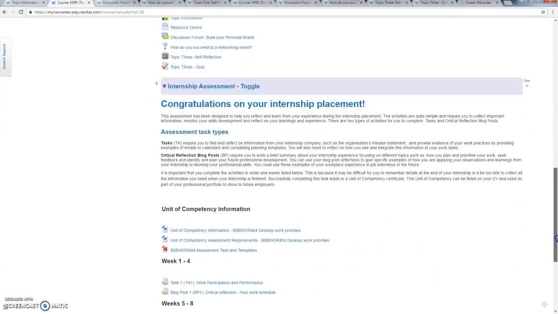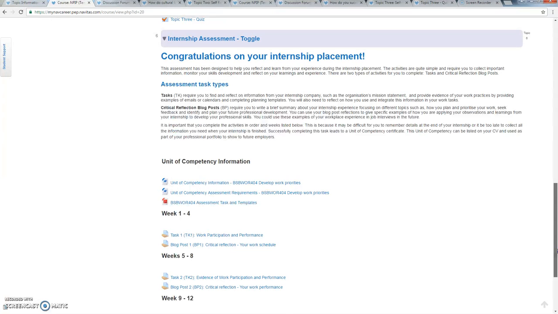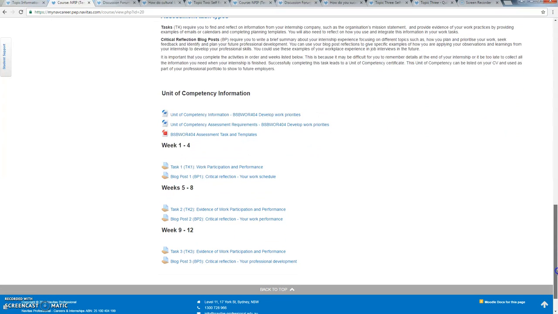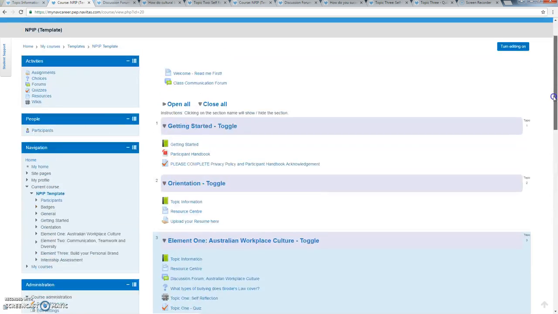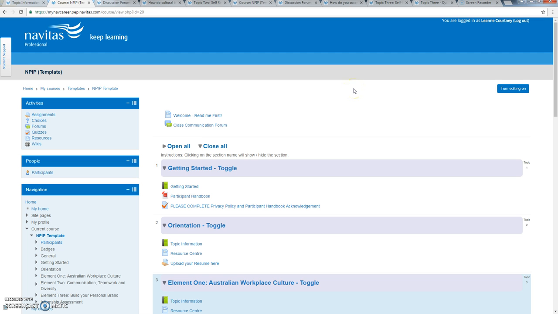And then lastly, there's the unit of competency, this internship assessment that has been put in there without change. That can only be completed during the 12-week internship. So at this point in time, what I'm seeking is feedback on this new format.